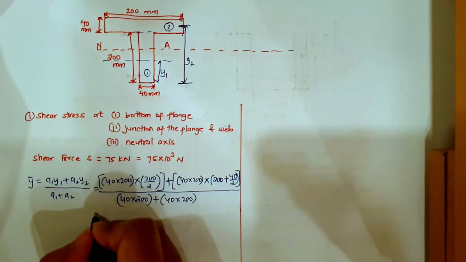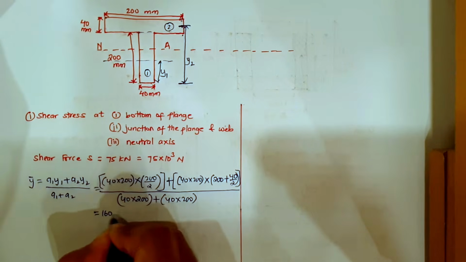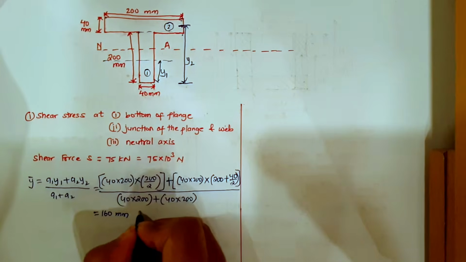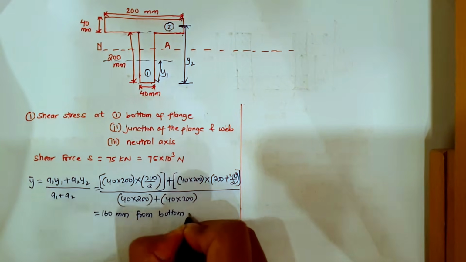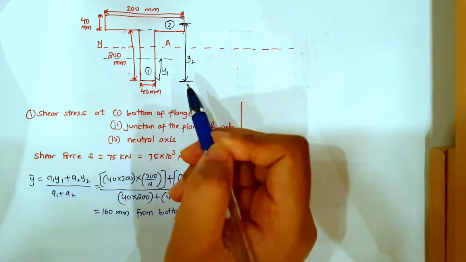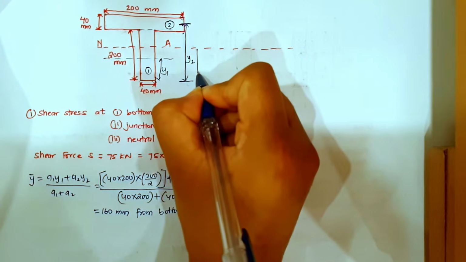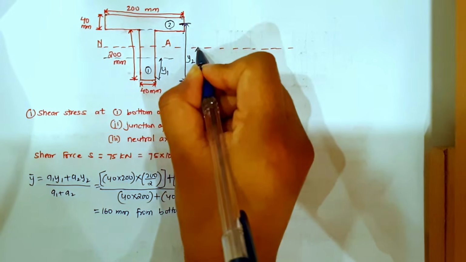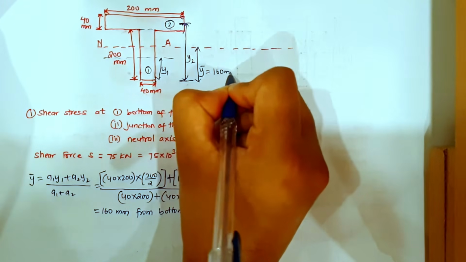So from here Y bar will be coming equal to 160 mm from bottom. Okay, so at 160 mm from the bottom, at around here, this much portion will be, Y bar will be equal to 160 mm.